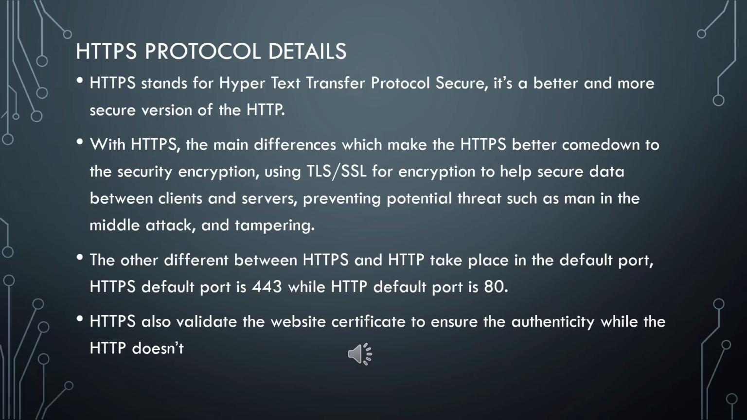Another difference is the default port. Regular HTTP runs on port 80 while HTTPS runs on port 443. Finally, HTTPS also verifies a website's digital certificate, which ensures authenticity. That's why users know they are connecting to the legitimate website and not an imposter. So overall, HTTPS provides both encryption and authenticity, which makes it far more secure than plain HTTP.